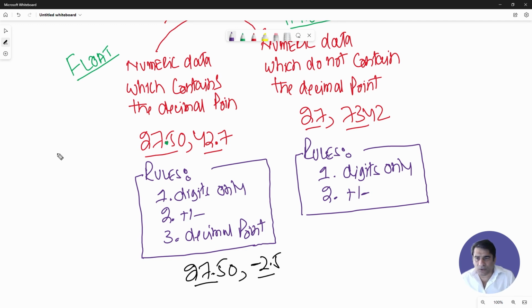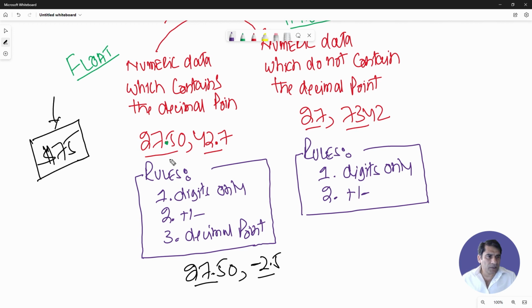Now, my friends, I'm asking you a question. For example, I went to a shop and I bought something for $75. Can anyone tell me what type of data it is? Is it integer data or float data? My friends, this is an error.